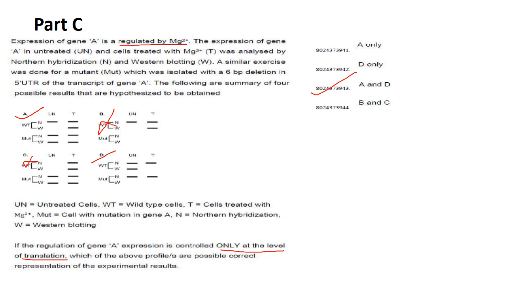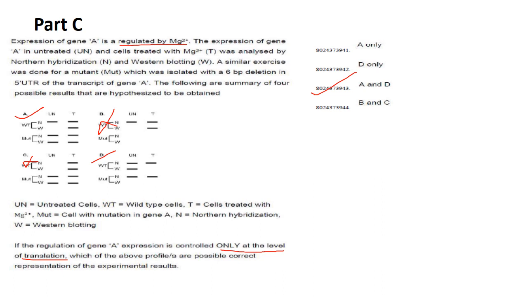There are 2 types of cells, that is untreated cells and treated cells with Mg2 positive. Then they both were analyzed by northern hybridization, which tells about the RNA level, and western blotting, which tells about the protein levels. Then they have done work on a mutant also, which was isolated with a 6 base pair deletion in the 5' UTR of the transcript of the gene A. So the following is a summary of 4 possible results that are hypothesized to be obtained.